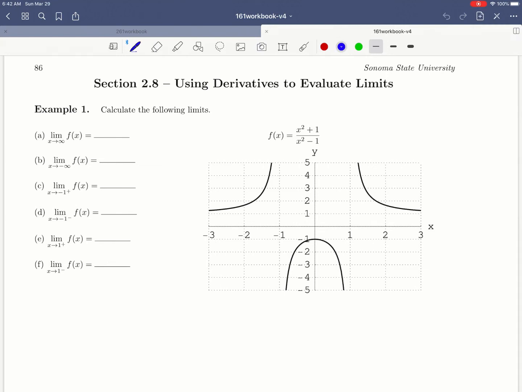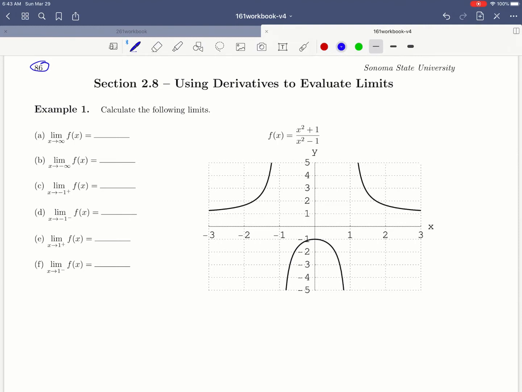Welcome everybody to the beginning of section 2.8 in our workbook. This is page 86 that we're looking at. And the topic of this section is using derivatives to evaluate limits. Evaluating limits, that's something that we haven't done for a really long time in the course.